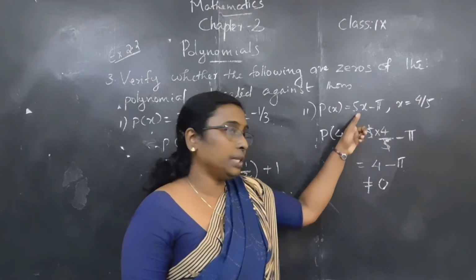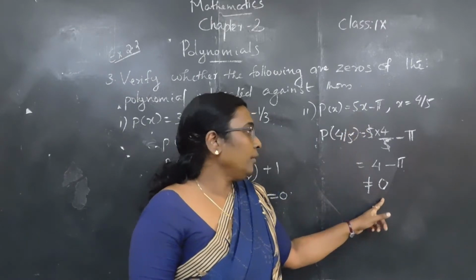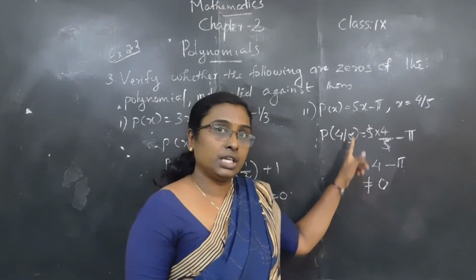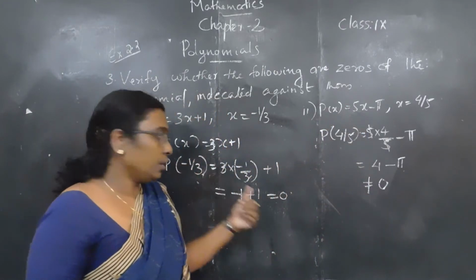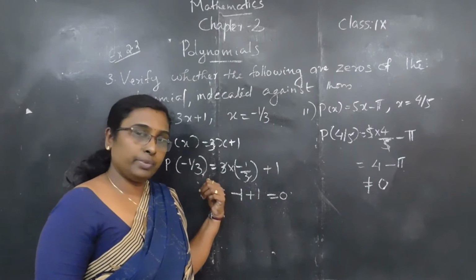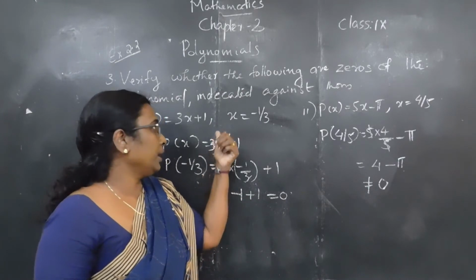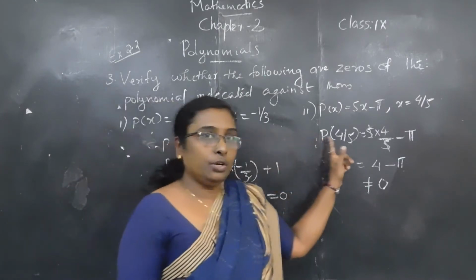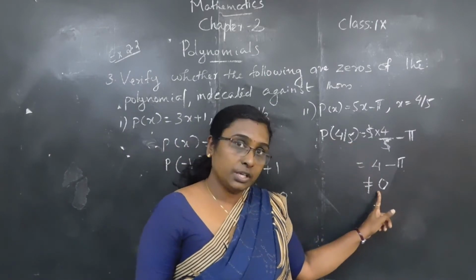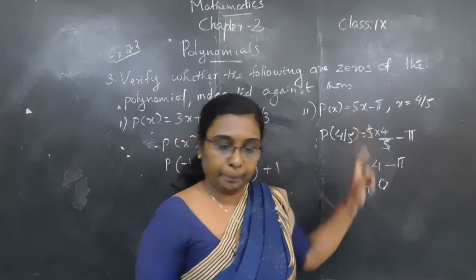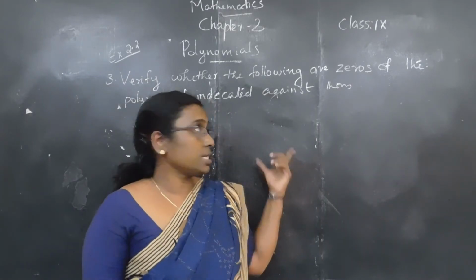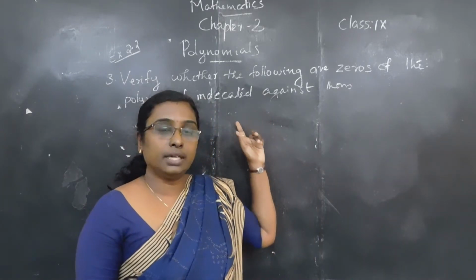that number into that polynomial. If we get 0, then we can say that that number is a zero of the polynomial. Here p(-1/3) = 0, therefore -1/3 is a zero of this polynomial. Here p(4/5) is not equal to 0, therefore 4/5 is not a zero of this polynomial. Okay. You should do all the remaining questions in this exercise as homework.